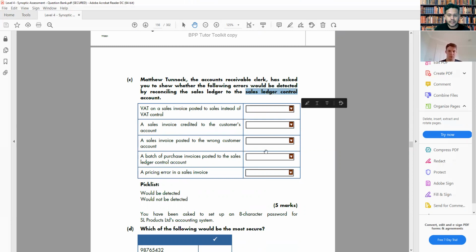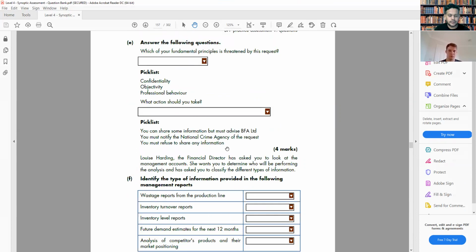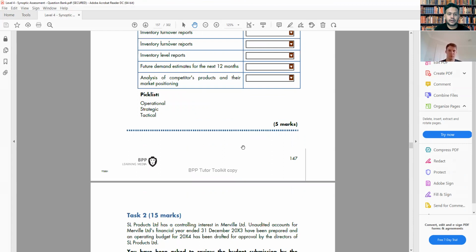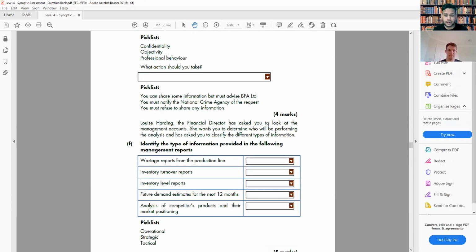So we have to pick the answer. It will be detected. It will not be detected. Then you have to pick the answer. All you can see, there is nothing writing here. All you have to do is just pick from the pick list. So this question will be really, really quick for you. So you can just do it very quickly.